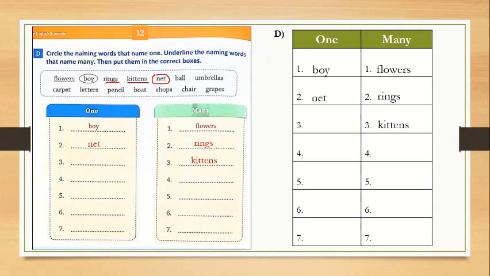Next is ball. Ball is also a naming word for one. So let's circle the noun ball and write it below 1.